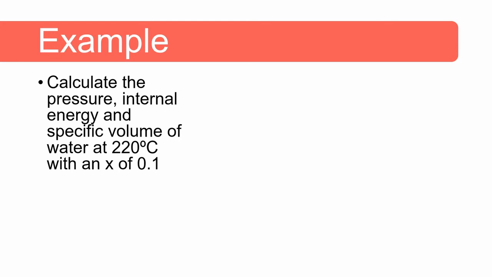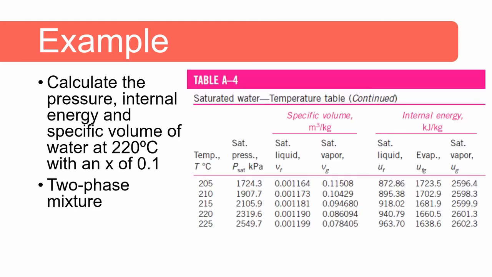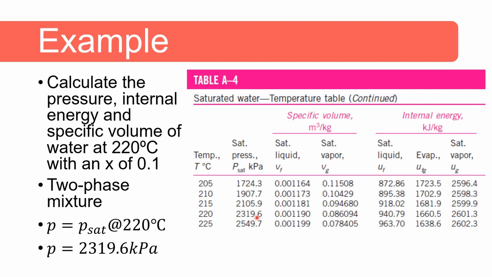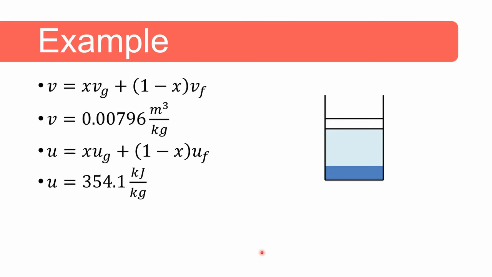Now, the fact that they've given us X of 0.1, we can immediately say that it is a two-phase mixture. Because we have a two-phase mixture, we can say that the pressure is therefore equal to the saturation pressure at 220 degrees Celsius and can be read from the saturated water table. And we can see at 220 degrees Celsius, we get a value for the saturation pressure of 2319.16 kilopascal. Finally, we can use the equations that we've used previously for the two-phase mixture to calculate the values for specific volume and internal energy using the saturated values at 220 degrees Celsius. See whether you can get the same answers that I've got shown here on the slide.